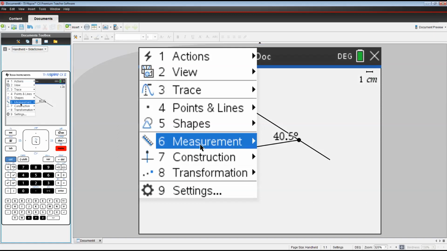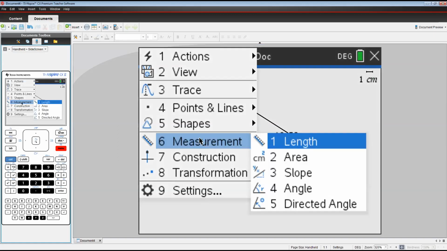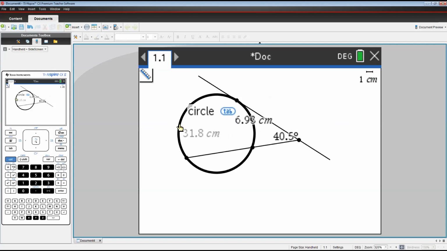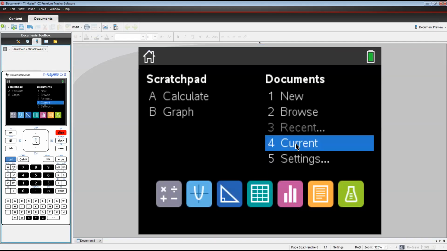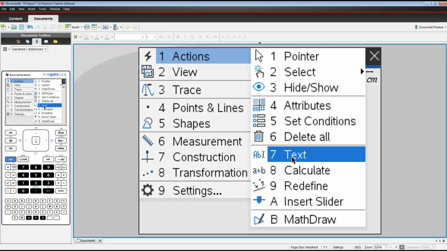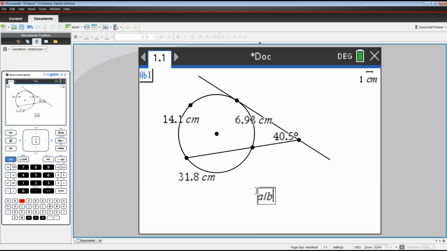And again, your calculator can't measure arcs in degrees. It can measure the arc length though, which we can change to degrees. So there's that arc length. There's this arc length, right, hit tab. And here is the circumference. So to get those arcs in degrees, I've got to do some calculations. So menu, actions. We're going to do A over B times 360. And let's call this C over D times 360.